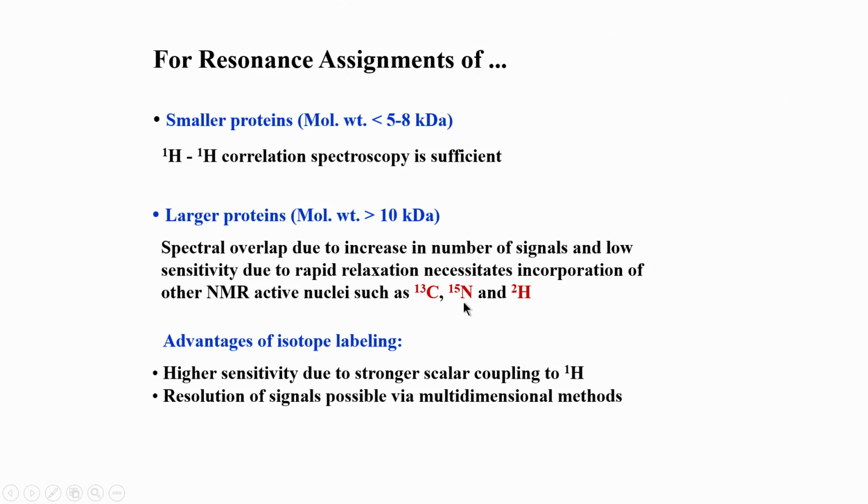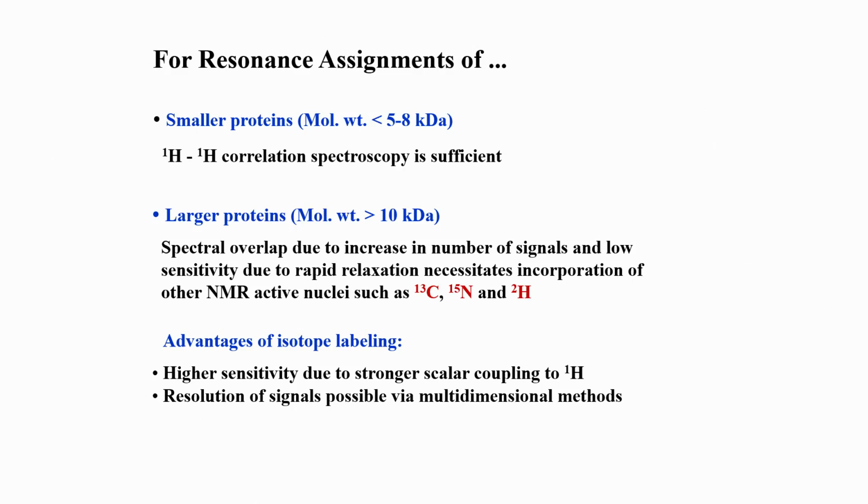Similarly, the N15 proton coupling is 90 hertz. You can compare this with proton-proton coupling. A proton to proton coupling is about 6 hertz, 10 hertz or maybe 15 hertz, but now we are looking at 140 hertz here and 90 hertz here. So, because of a stronger scalar coupling or J coupling to proton, it is possible to design NMR experiments which are very sensitive if you label it.